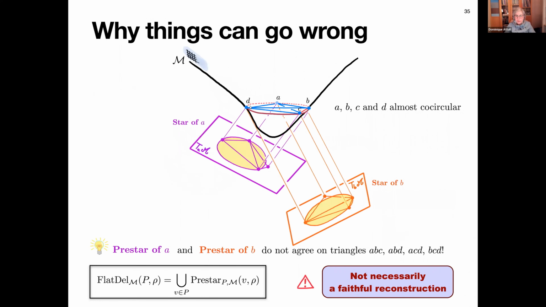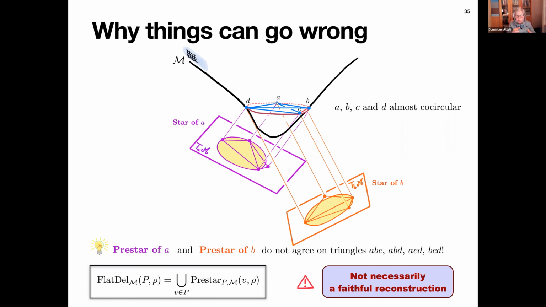So here is an explanation of why things can go wrong. Imagine that you have your manifold, that would be here a surface, say, on 4 points A, B, C, D on your surface that are almost co-circular. So you want to compute the pre-star of A.